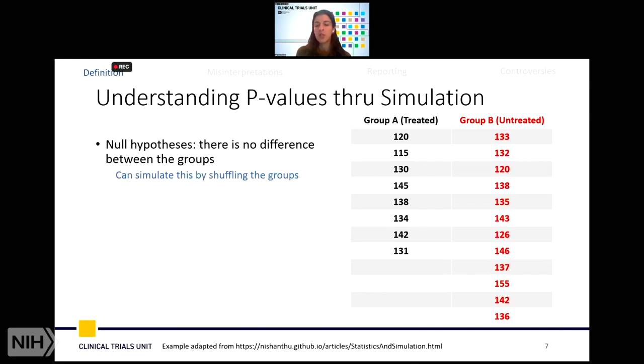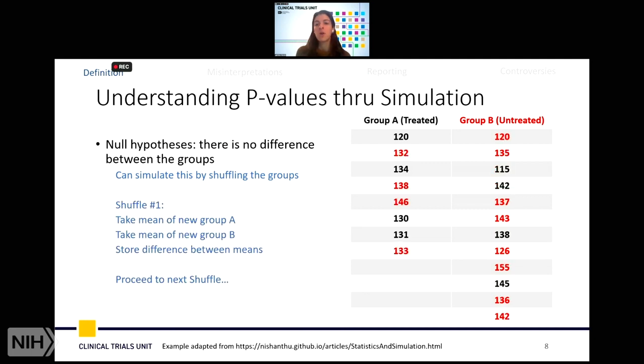Again, this is our original data with the treated group in black and the untreated group in red. We can visually show what one potential shuffling of the data would look like if we pretend these groups really have no difference. We can shuffle them together. There's not really going to be any attachment to the labels here.